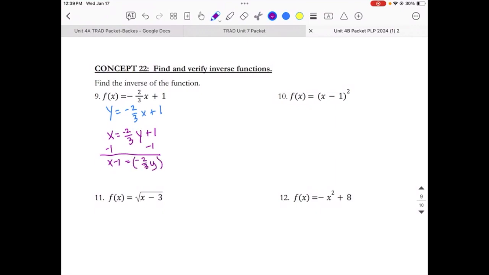And to get rid of a fraction, remember you can multiply both sides by the reciprocal. So it'd be -3/2. And if we distribute that, our y is going to end up being by itself. So y equals, if we distribute this, we end up with -3/2 x plus 3/2. And then we're going to tell everybody and their brother that what we just found is the inverse. So we're going to call it f inverse of x and then just state our equation.